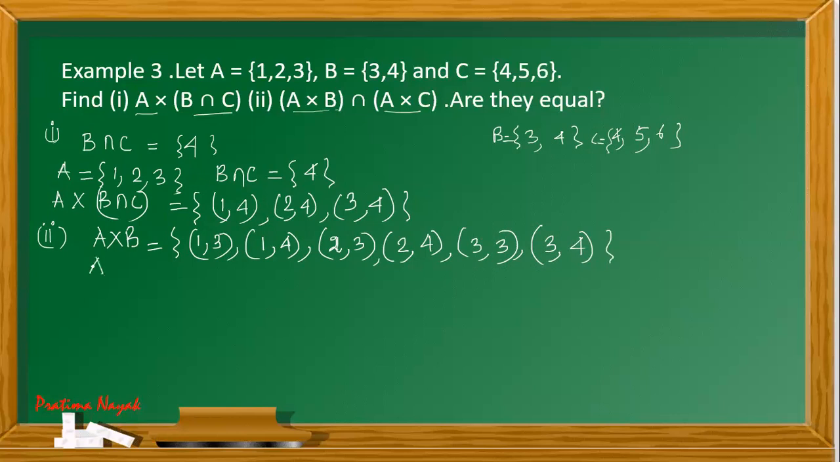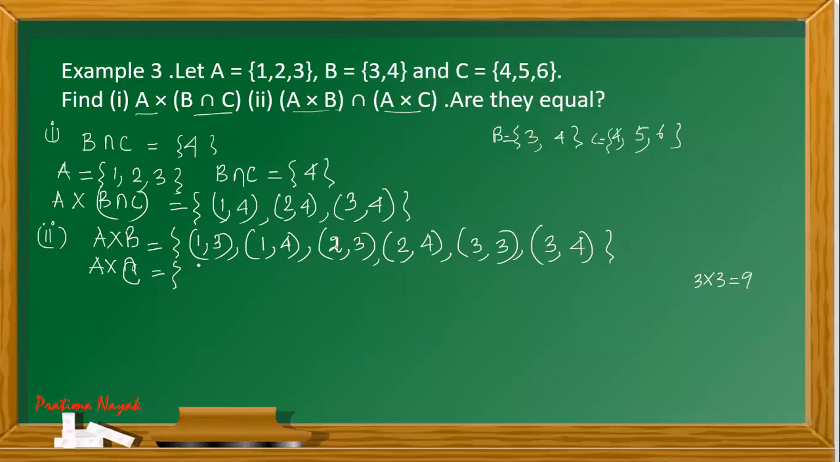Similarly, I'll get the product of A and C. A and C means an element from A and an element from C. A is {1, 2, 3} and C is {4, 5, 6}. So how many ordered pairs will there be? It will be 3 into 3, 9 ordered pairs.